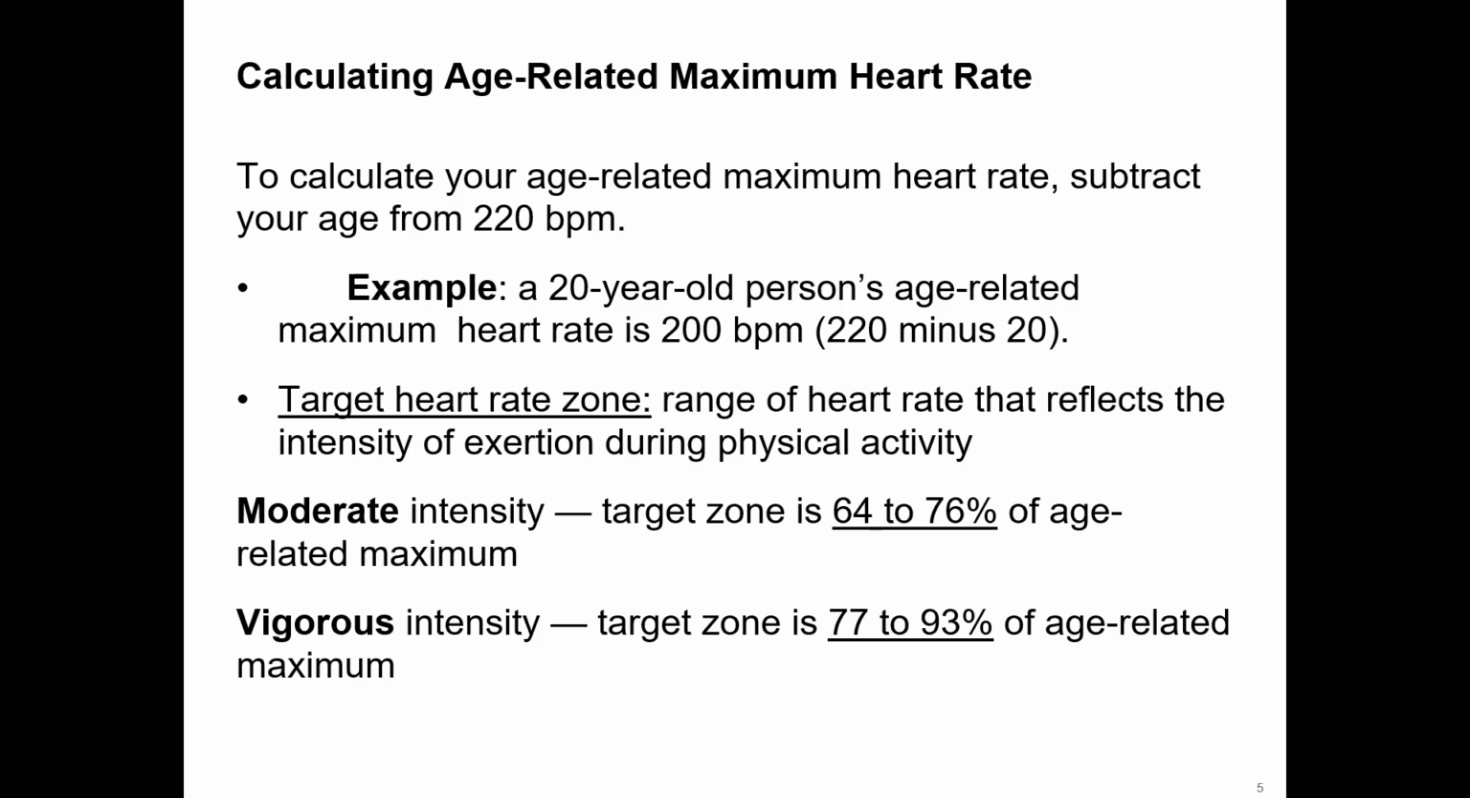What these recommendations suggest is that a moderate intensity activity should get your heart rate to about 64 to 76% of this age-related maximum heart rate. I know it's a range. I didn't write it out, but I did some of the math there. So if we're given that 20-year-old, we know this person's maximum heart rate is 200 beats per minute. For 64%, just take 200, multiply times 64% or 0.64, and you get 140. And I did the same thing for 76%, that's 152.